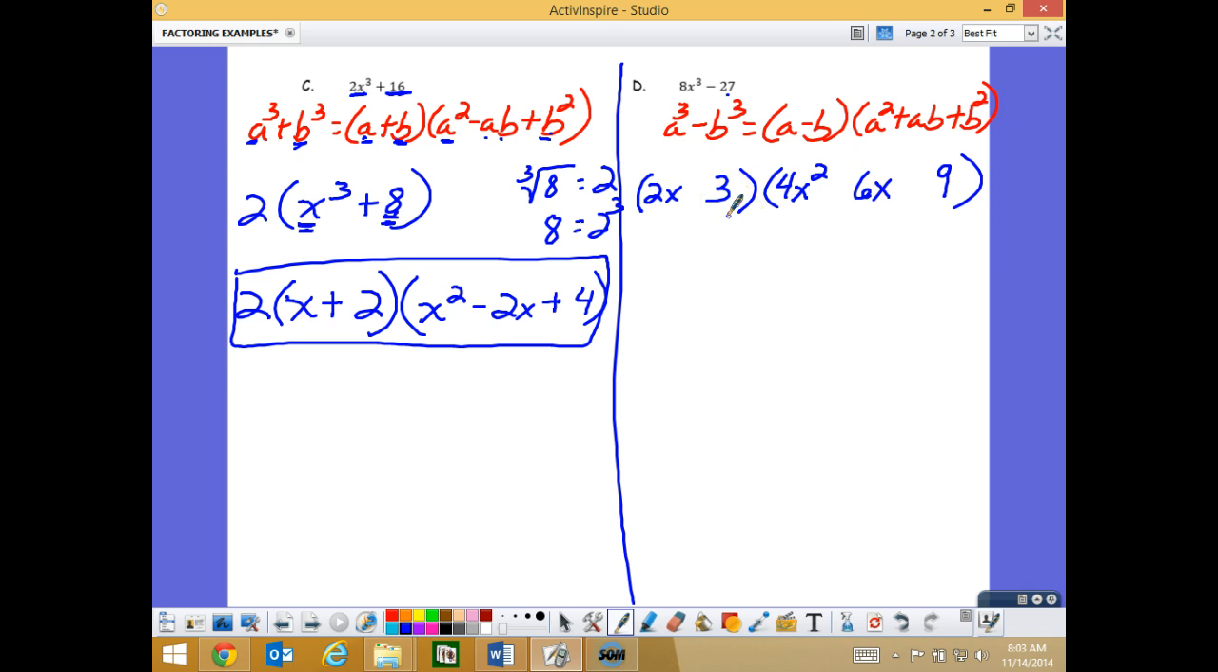In that order. And again, we'll follow the same pattern with the signs. Same, opposite, plus, since we're starting with the minus. Same, opposite, plus. And that is the factored form of this difference of two cubes.